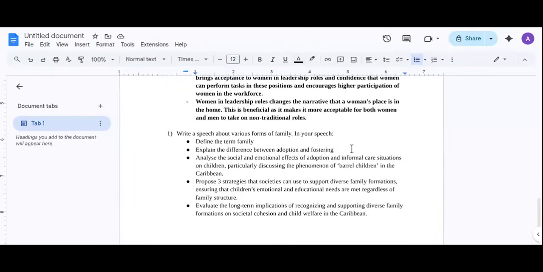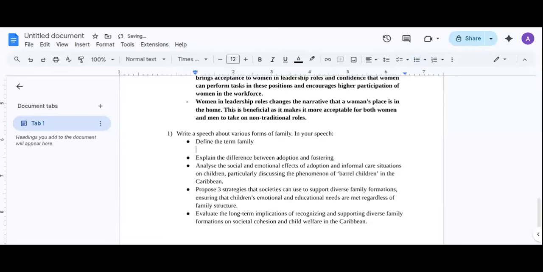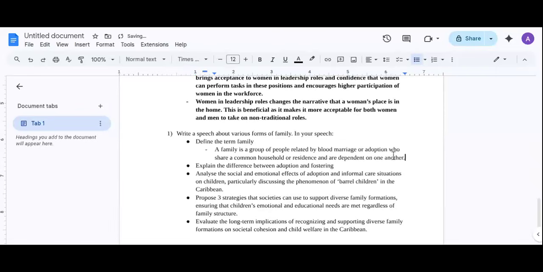So in your introduction, using whichever format, you will be highlighting what will be discussed in your essay. So the first thing that will be discussed there is defining the term family. We know what a family is, and you begin your essay with that. So what I will do, I'll just put the answers right under each bullet point.